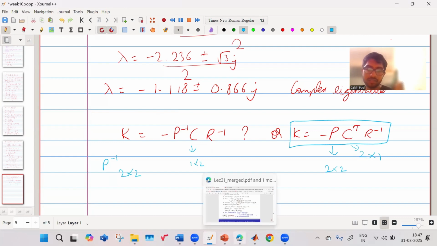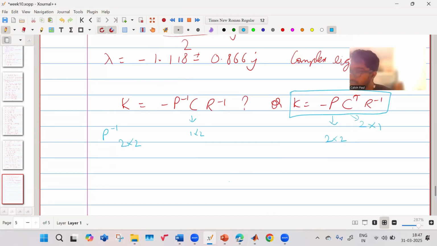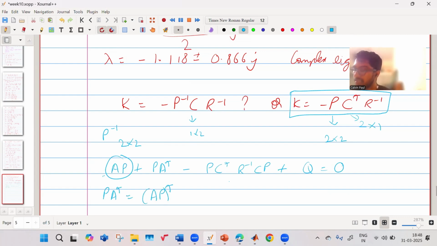This is one equation which you have to use: AP + PA transpose - PC transpose I CP + Q = 0. If you notice carefully, PA transpose is actually equal to AP transpose. So whatever matrix you get, just transpose it and you will get this matrix.